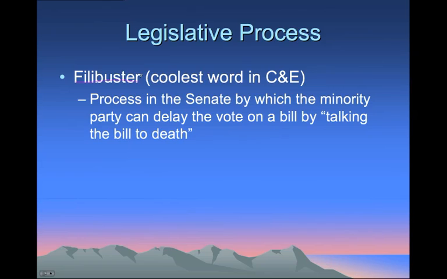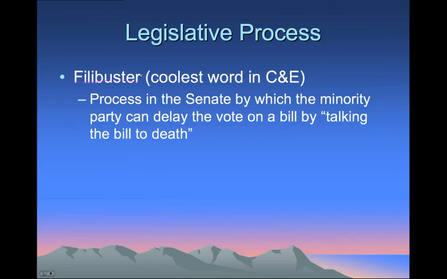Now, a filibuster happens in the Senate because in the House of Representatives this would never work, because it would just take way, way too long. And it would never get accomplished. Nothing would ever get done if you had filibusters in the House of Representatives. Filibuster is a process where the minority party can delay the vote on a bill. And the reason they would want to do this is because if they can delay the vote on a bill, then they can basically keep a bill from moving through.